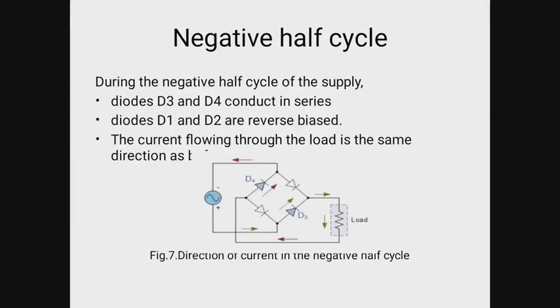So in case of the negative half cycle, the alternating phenomenon will happen. That means diodes D3 and D4 will now be in series connection, hence the current will flow through diodes D3 and D4, but diodes D1 and D2 will be in reverse mode.